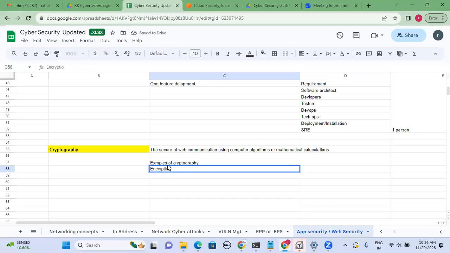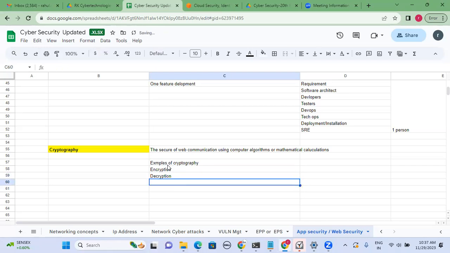Examples of cryptography: encryption. Second one is decryption. Cryptography will also use ciphers. A cipher is nothing but a bit or size, that is called a cipher basically. So examples of cryptography are encryption or decryption. Now, how can we provide secure web communication through encryption or decryption? We can provide a key or password so that communication will happen in a secure way. That entire process is called encryption or the cryptography part.